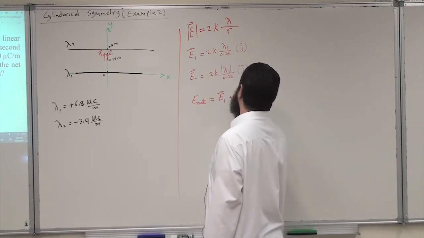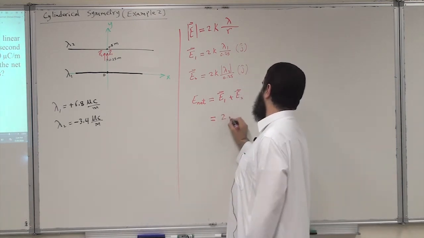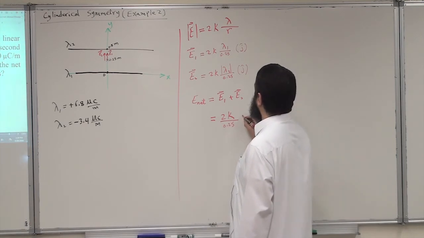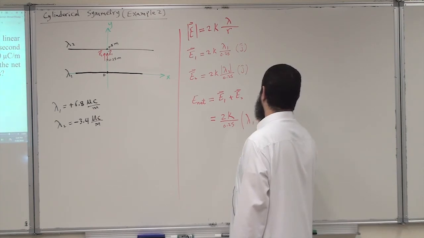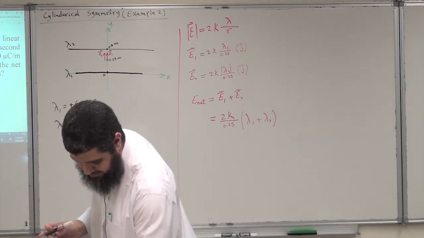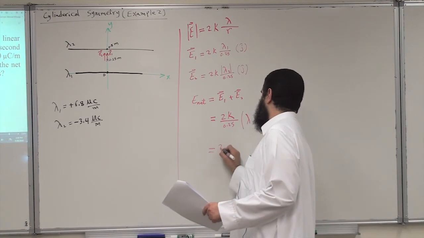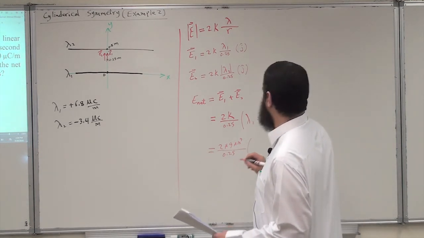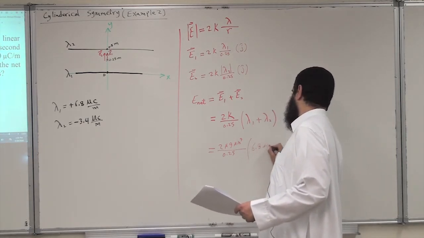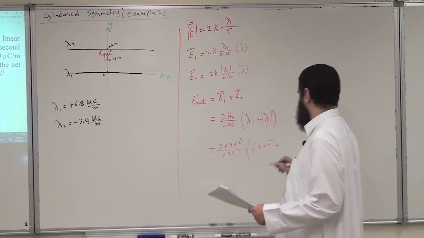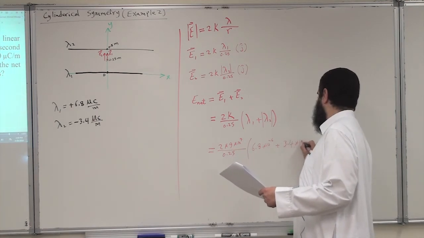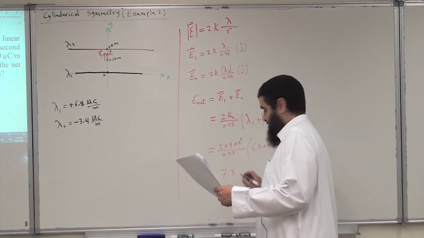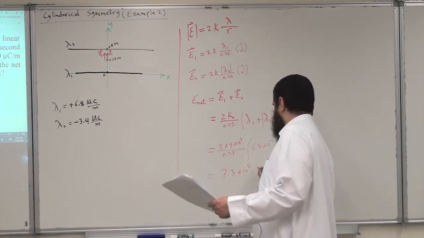E1 plus E2, this is the superposition principle, and this will be 2K divided by 0.25 multiplied by lambda 1 plus lambda 2. This will give us the magnitude: 2 times 9 times 10 to the power 9 divided by 0.25, multiplied by lambda 1, which is 6.8 times 10 to the minus 6, plus the magnitude of lambda 2, which is 3.4 times 10 to the minus 6. If you do this calculation correctly, this will give you the electric field, which is 7.3 times 10 to the power 5 newton per coulomb.